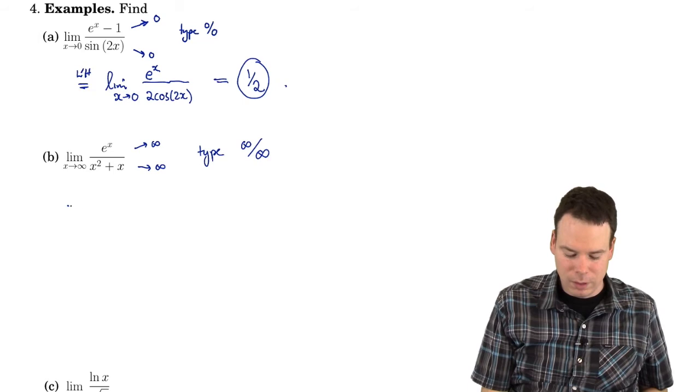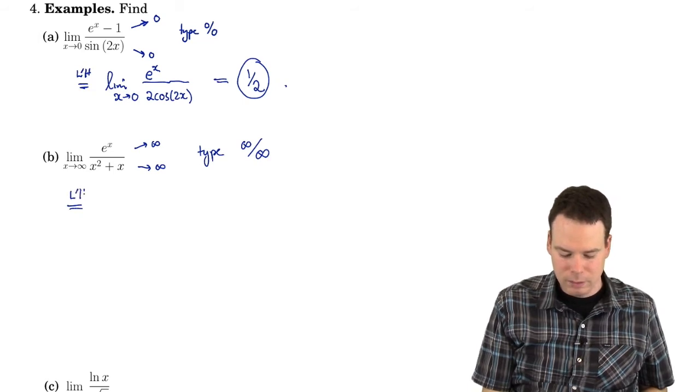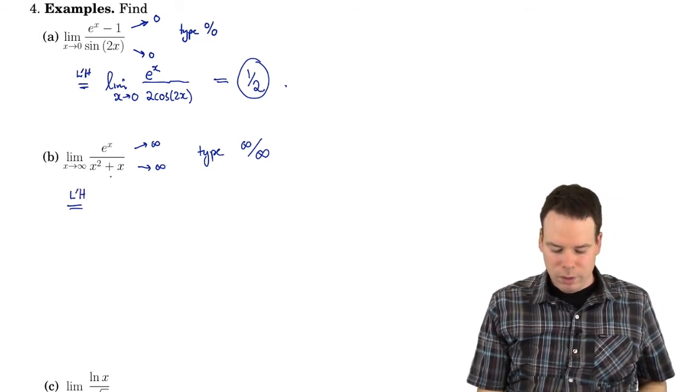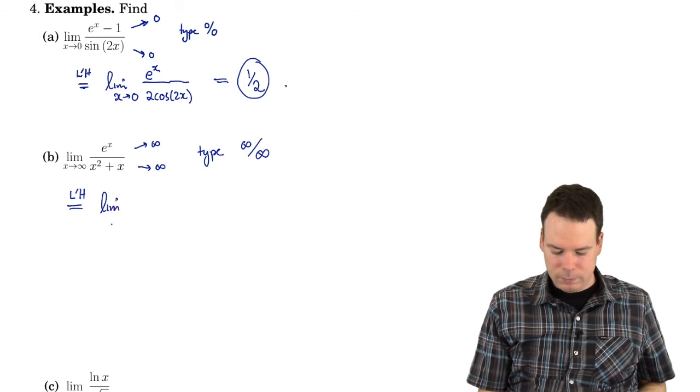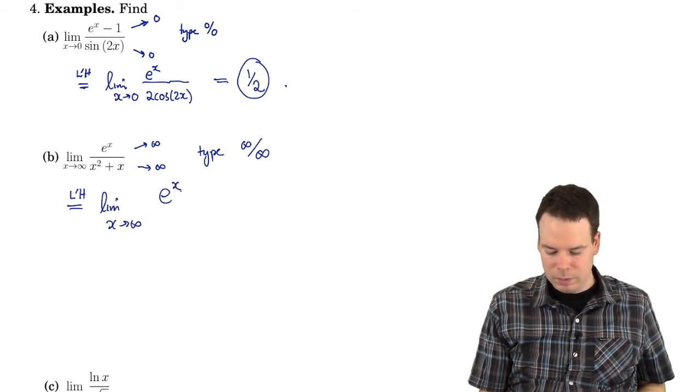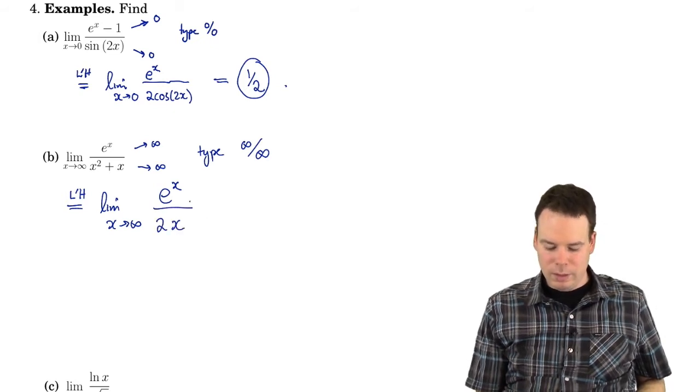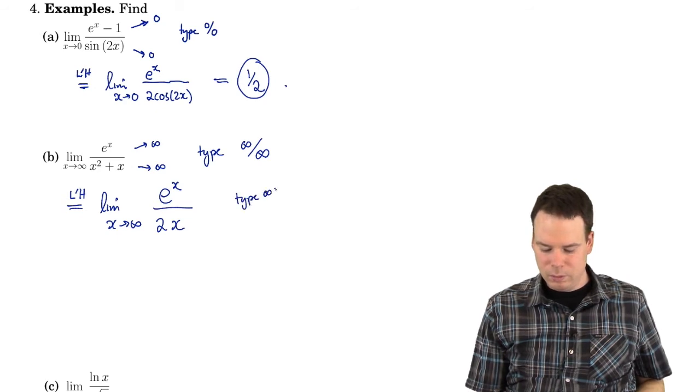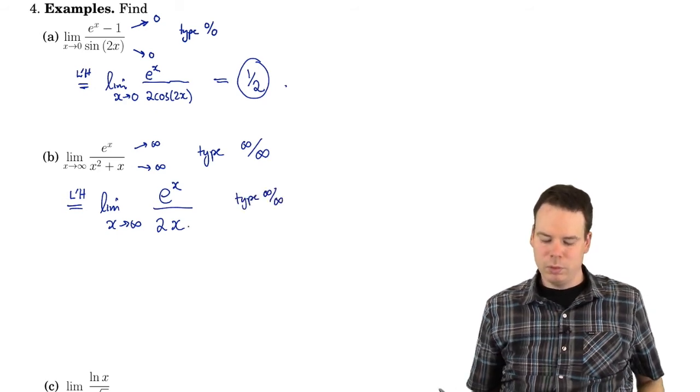Let's actually verify that that's the case. So I want to use L'Hopital's rule. So I look at the limit as x goes to infinity. Derivative of the top, that's e^x. Derivative of the bottom, that's 2x. What is this? Well, as x goes to infinity, this again is type infinity over infinity. Top goes to infinity, bottom goes to infinity.